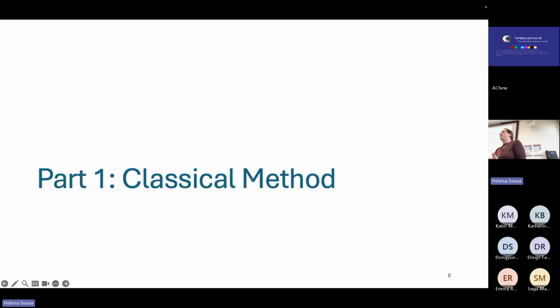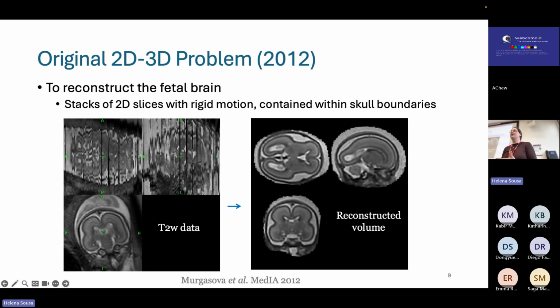So I'm going to begin by introducing our classical method. And this was originally posed as a 2D to 3D problem back in 2012, in order to reconstruct the fetal brain. So beginning with stacks of 2D slices, which contain rigid motion, and you can see how the slices aren't well aligned. But the motion is rigid because it's contained within the skull boundaries. And using the algorithm and the classic method, we're able to reconstruct a nice 3D representation without that motion.